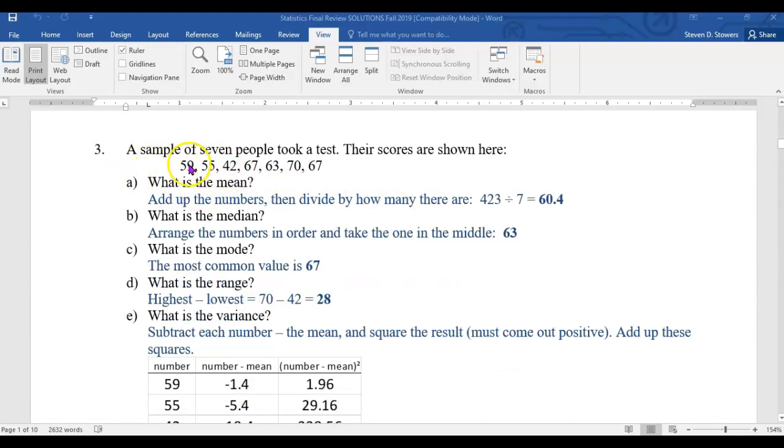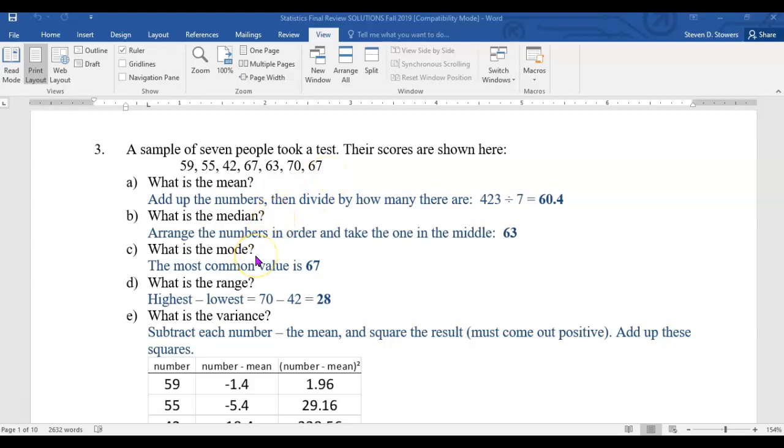In number 3, we are working with this set of 7 numbers, 7 scores of people who took a test. To find the mean, you would add up those 7 numbers and then divide by 7. And that comes out to be 60.4. To find the median, you would arrange those in order, from lowest to highest, they go 42, 55, 59, 63, 67, 67, 70. And the one that's in the middle is 63. Notice that 3 of these numbers are less than 63, and the other 3 are greater than 63.